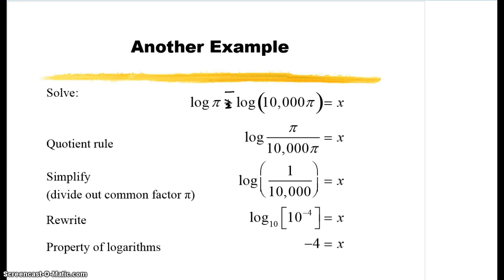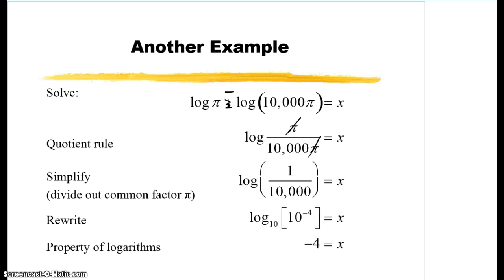If you had a log of pi minus log of 10,000 pi, we could use the quotient rule to combine those into log of pi over 10,000 pi equals x. You have log base 10 of something minus log base 10 of something else. Combine those into log base 10 of the two somethings as a quotient in this case because of the difference. Well, from here we could cancel out a pi, simplify, and we're left with log of 1 over 10,000 equals x. But 1 over 10,000 we could rewrite as 10 to the negative 4. So we have log base 10 of 10 to the negative 4 is equal to x.